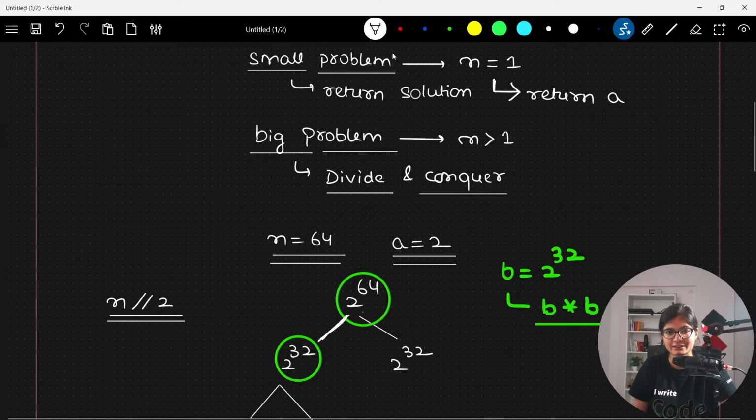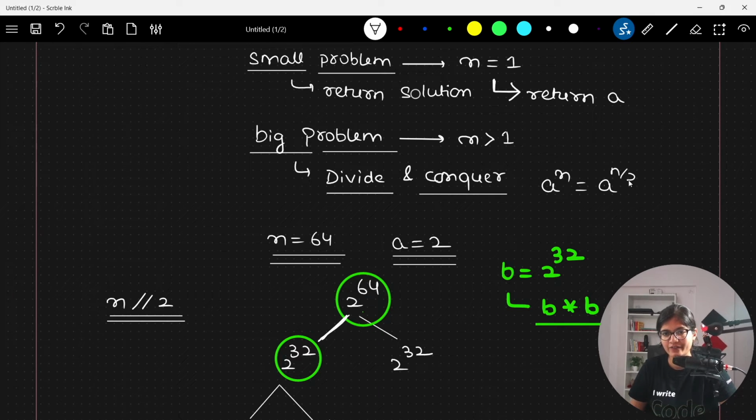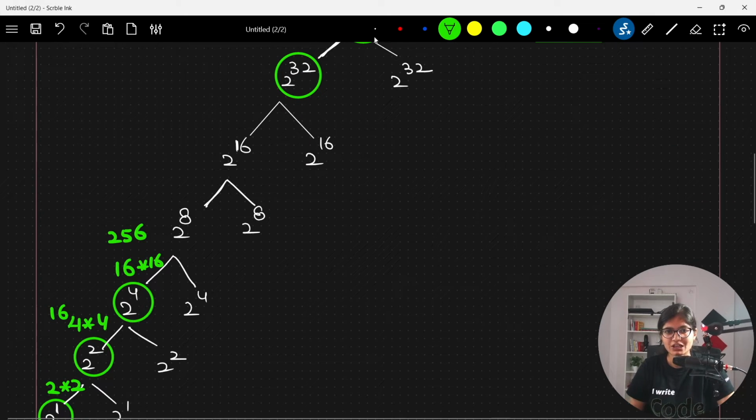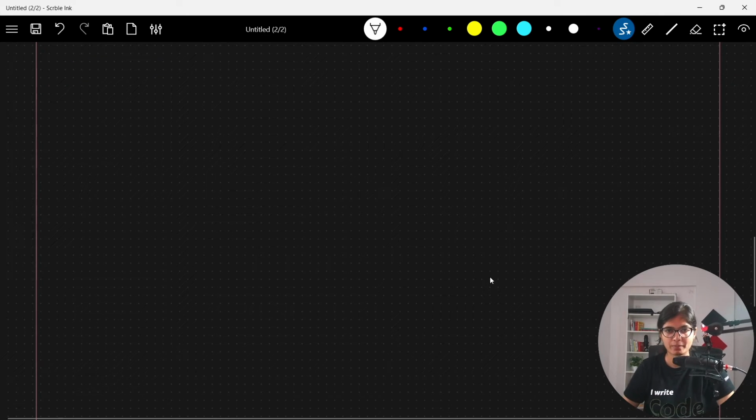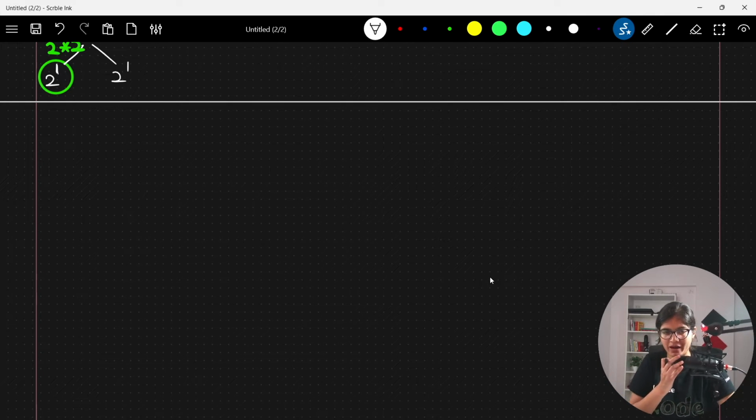The simple logic, the very first thing you need to understand, is that the value of a of n can be written as a of n by 2 into a of n by 2. So we are trying to solve for this particular part and multiply the same number again, right? This is the recursive tree for the above approach. Now, let me first write the pseudocode, and then we will talk about the time complexity and the implementation part as well.